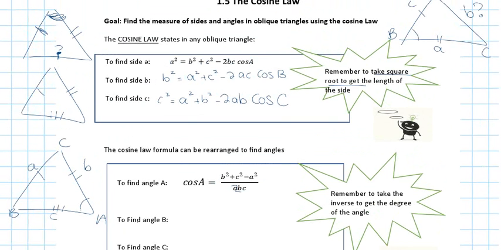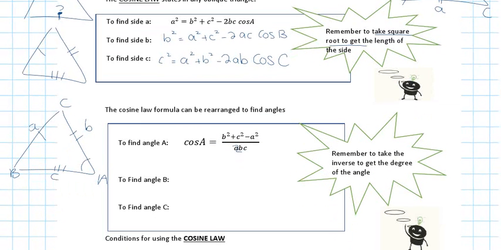Now, here's a trick that you need to learn: the letter that you're subtracting has to match the letter of the angle that you're looking for. So if I'm looking for angle B, what would my formula be? Cos B equals a squared plus c squared minus b squared over 2ac. Perfect. So I'm subtracting the B squared. Are we okay with that?